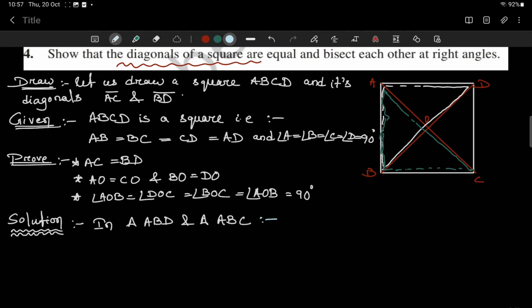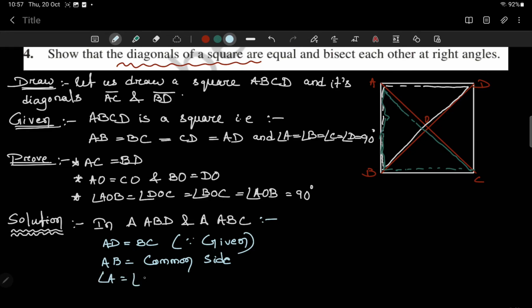In this one, data is given: AD equals BC. You can write AD equals BC because it is given, or you can write sides of a square are equal. AB equals AB, common side. And what else? Angle A equals angle B, which equals 90 degree. That is already given, or you can write angles of a square are 90 degree or right angle.